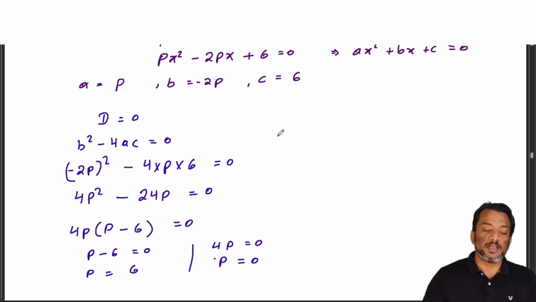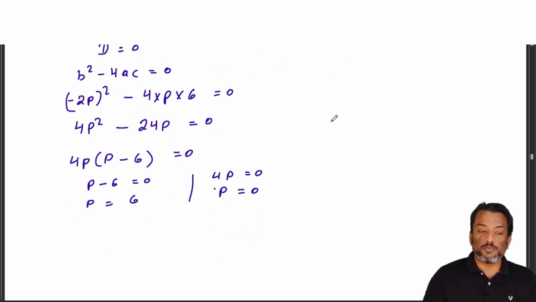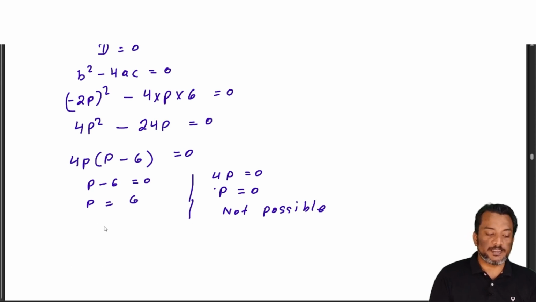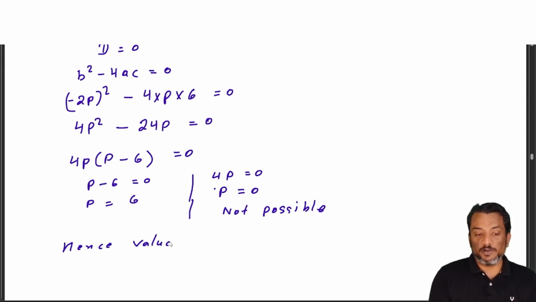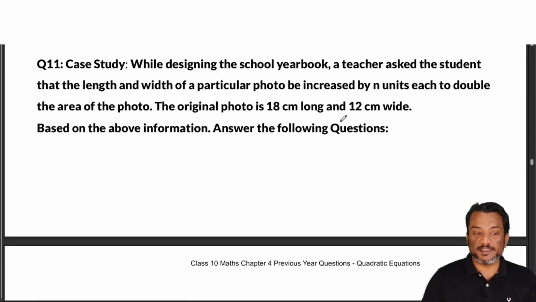So which means your p value cannot be 0. It is not possible. P is equal to 0, not possible. So we can say here p is equal to 6. So hence the value of p is equal to 6. Hope you're getting. So this type of question you can easily solve.